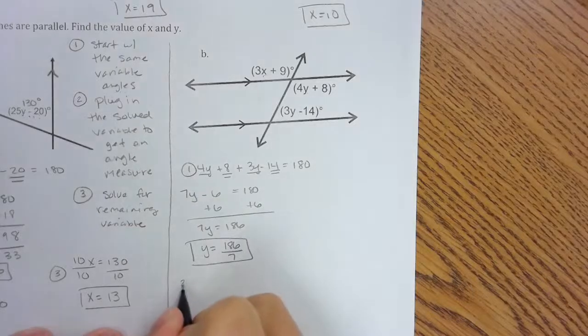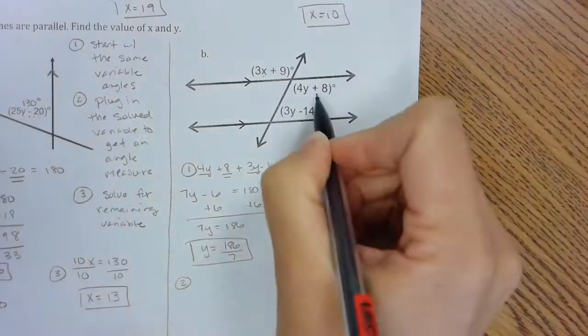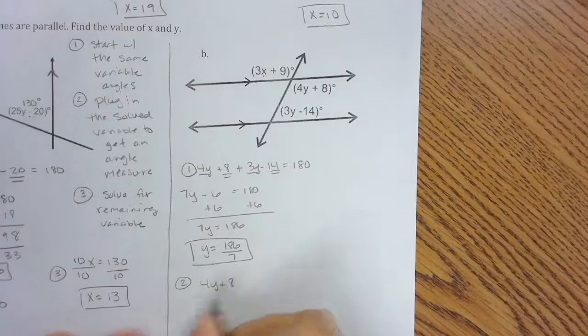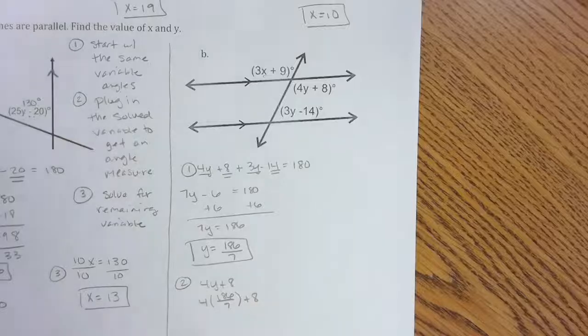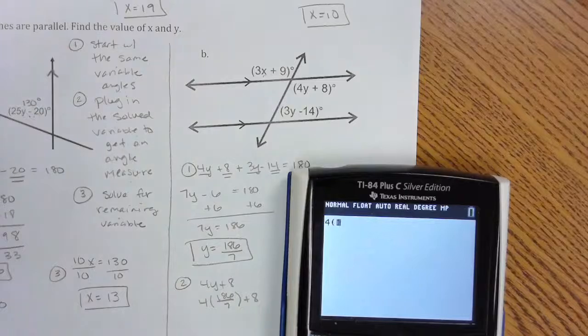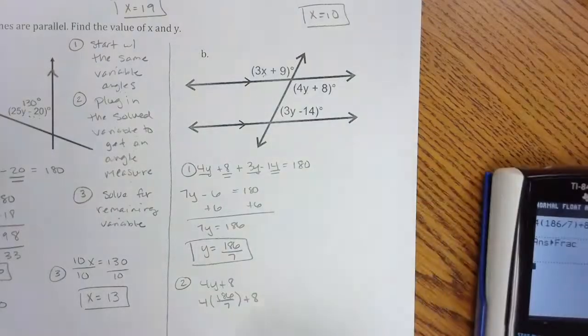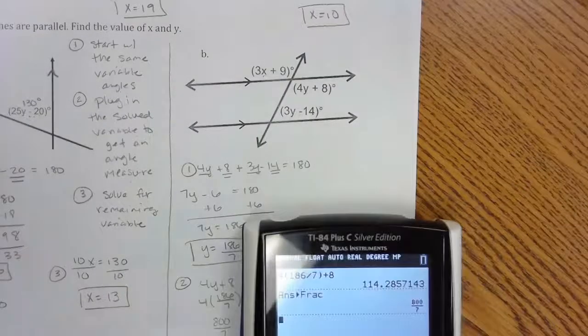Alright, and then for our second step, we're going to plug in the solved variable to get an angle measure. So I'm going to go ahead and do my 4y plus 8, and I'm going to plug in what I got for y in that particular problem. I'm going to go ahead and put this in my calculator. Alright, and that gives me 800 over 7. Okay, so I know that it's kind of silly to not use the decimal, but the decimals aren't perfect, so I want to keep this as accurate as possible. That's why I'm going to use my fraction.